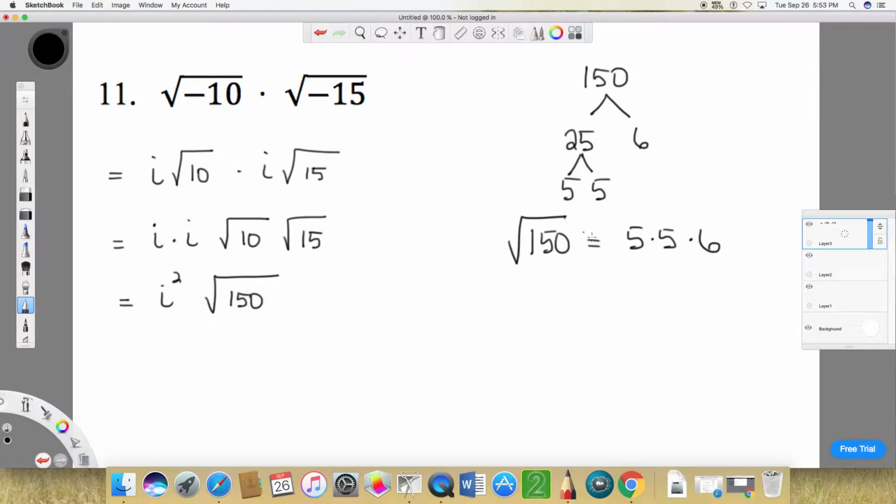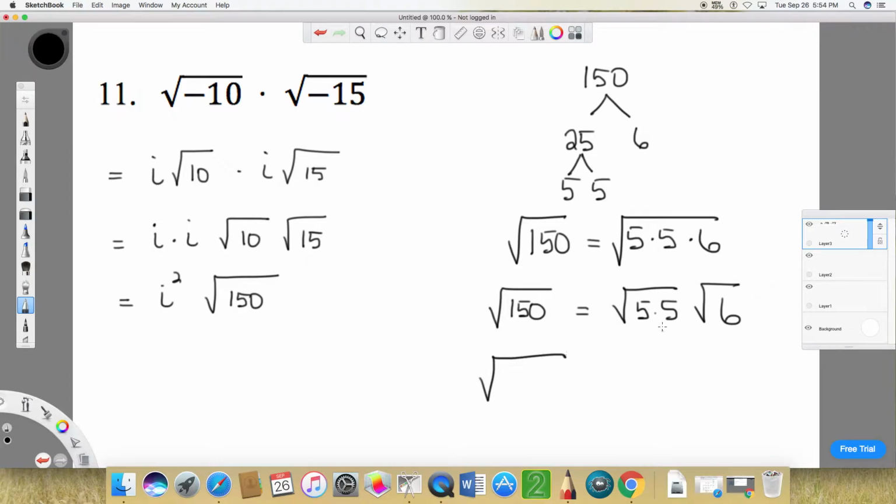And when I take the square root of 150, it's like taking the square root of this product. And because these are all positive, I can break them apart into more than one radical. And I have the square root of 5 times 5 times the square root of 6. Well, I know what the square root of 25 is. It's 5, because we have a pair of 5s. Now 6 only breaks down to 2 and 3, and 2 and 3 are each single factors. So we can't simplify the square root of 6.